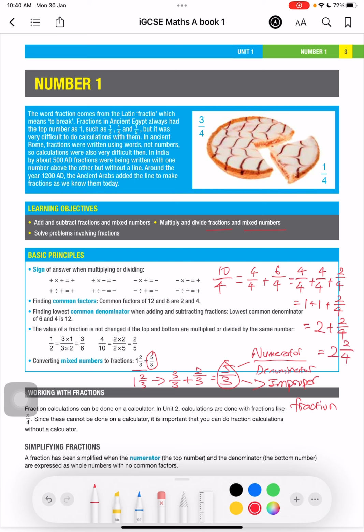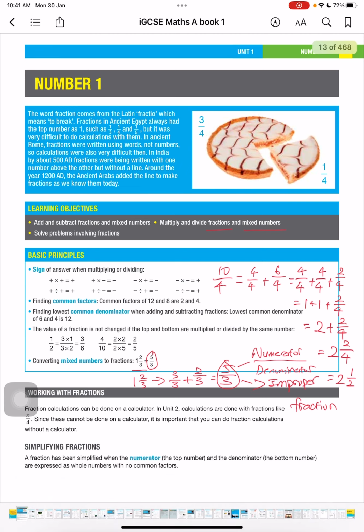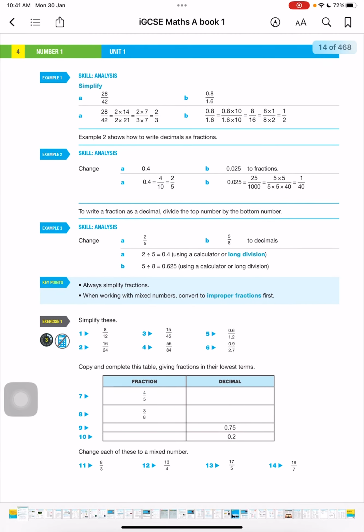However, for math, you always try to reduce it to the simplest form, which gives you 2 1/2. Hopefully that is clear, and this is how you go about simplifying your final answers. Right, let's move on to the next portion.